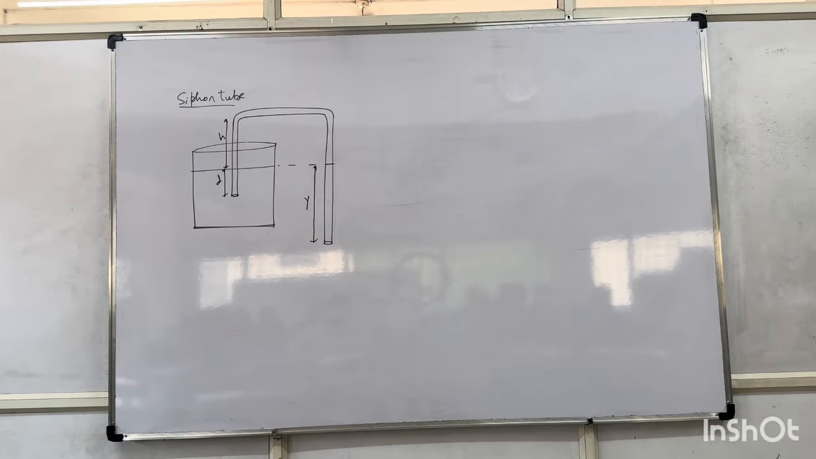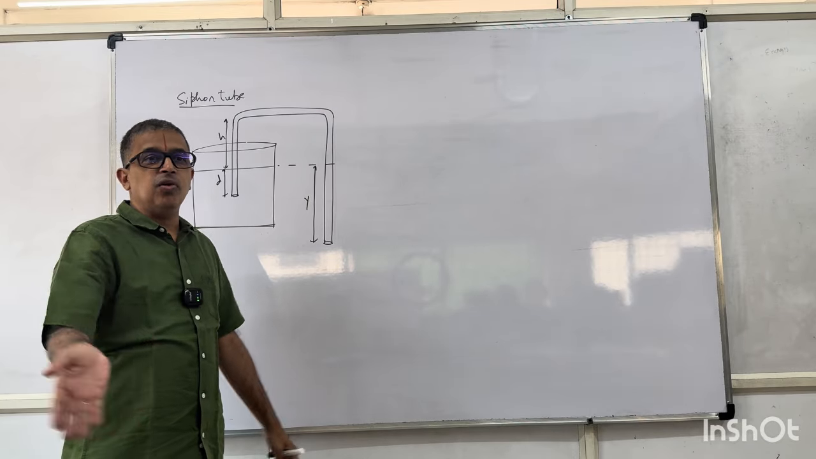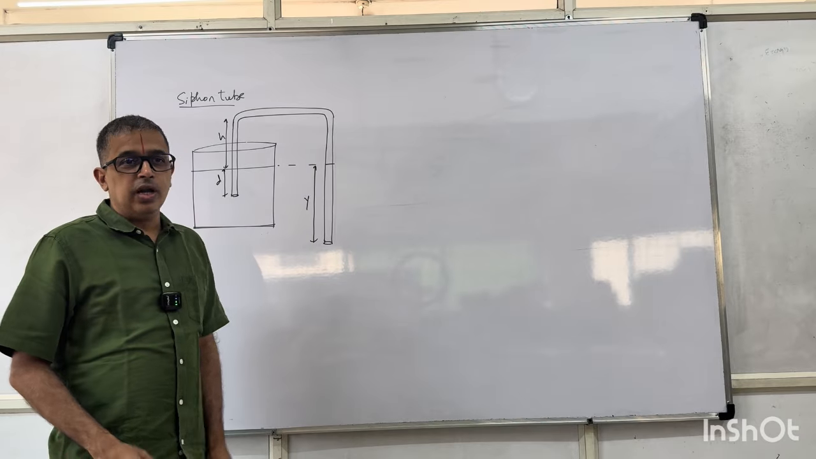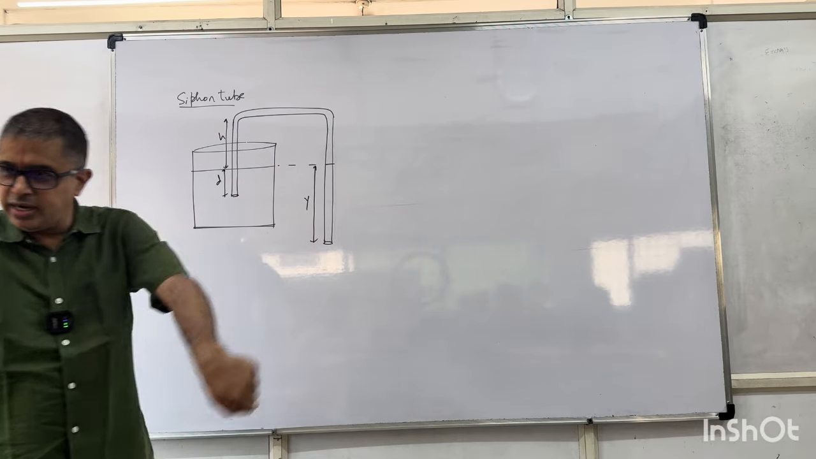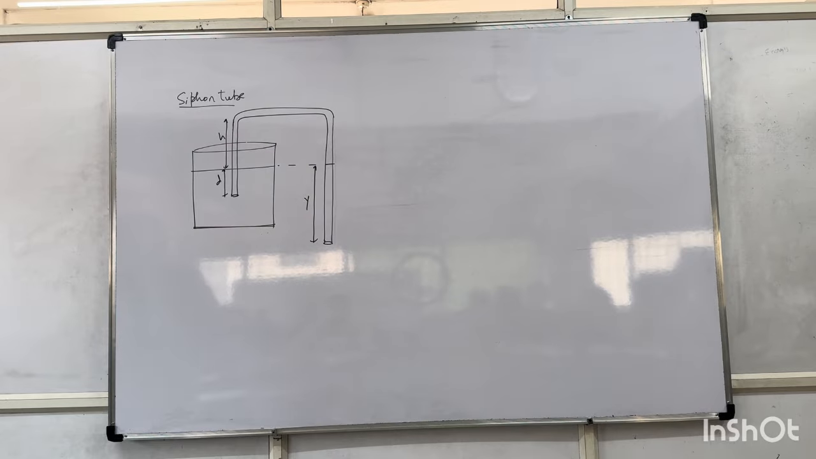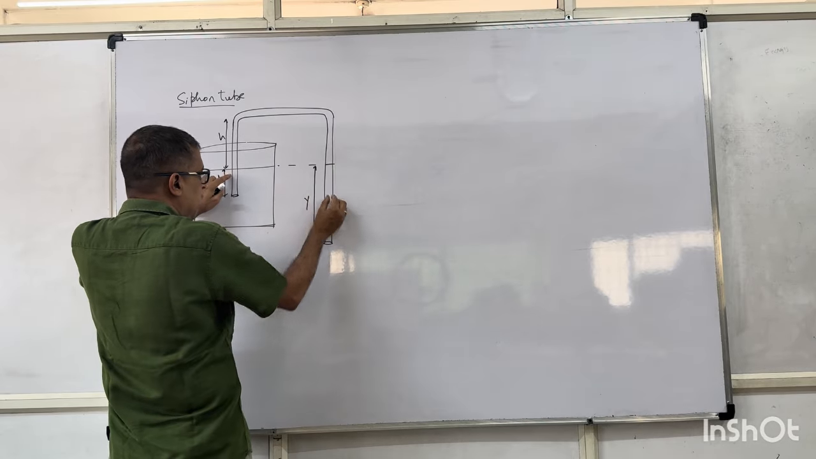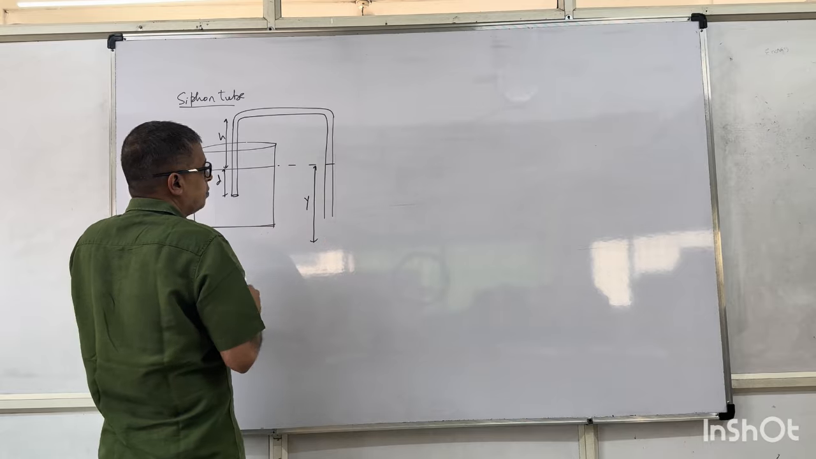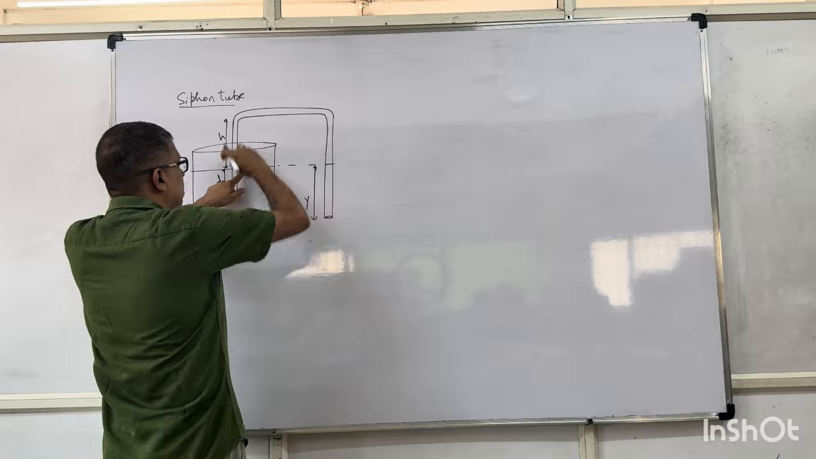You take a tube, dip it one side in the fluid and keep the other side down. Fluid on its own will not rise up and come down. But suppose I fill the tube with the same liquid and then I dip it. Only condition is I should keep this end below this level. If I keep it below that level, the fluid will keep flowing.